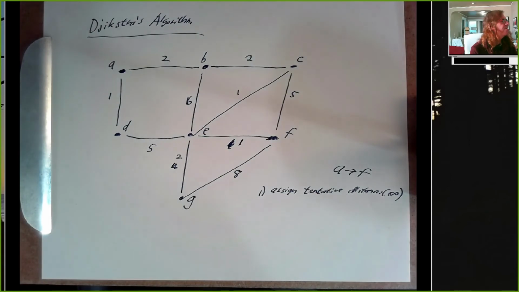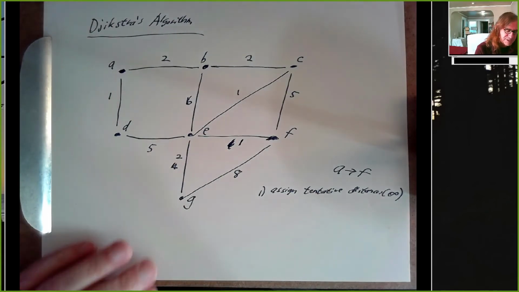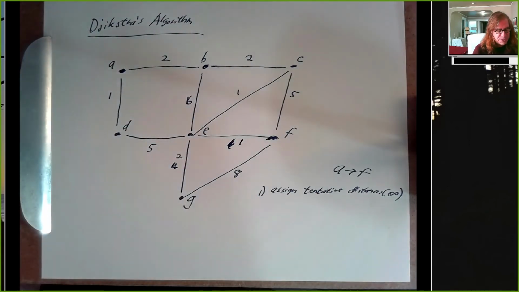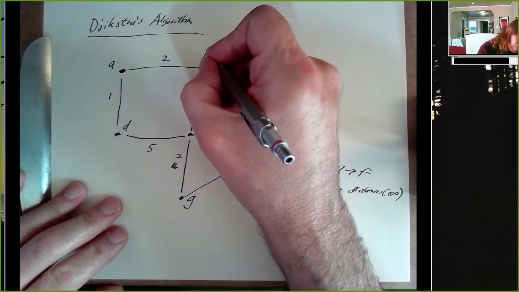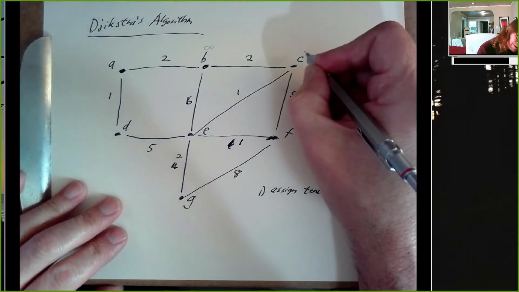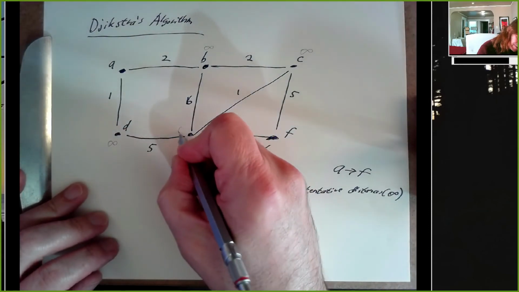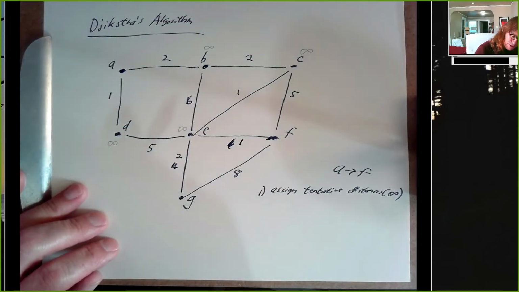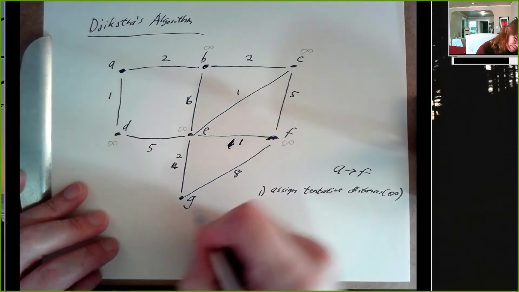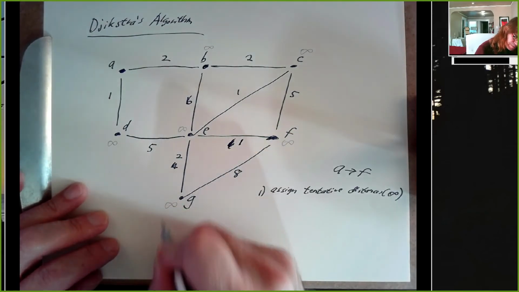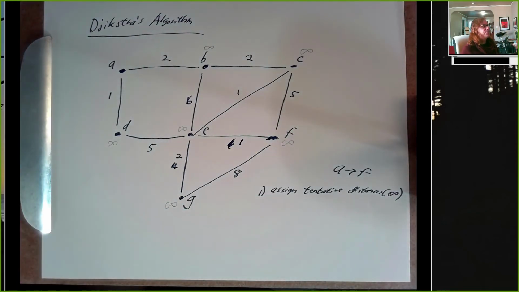What we want to do is write down a guaranteed distance to each vertex from A. And before we've done any analysis, our initial guess for how long it might take to reach each vertex is no worse than infinity. It might take less than infinity, but we know it's no worse than infinity. All right, so that's our tentative distance.